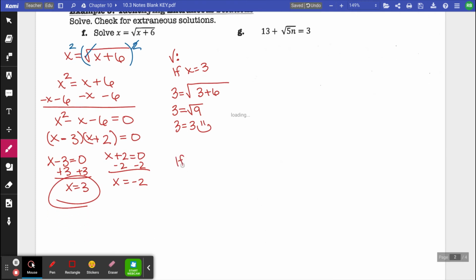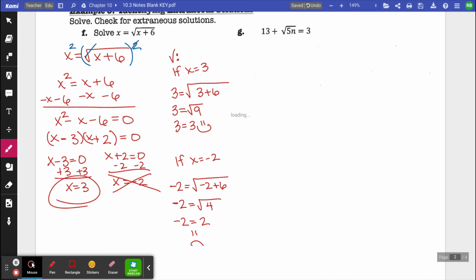Let's check if x is equal to negative 2. So we have negative 2 is equal to the square root of negative 2 plus 6. Negative 2 plus 6 is 4. So the square root of 4, does that equal negative 2? And the answer is no. The square root of 4 is positive 2. So this is known as an extraneous solution. When we put it in and solve for it, we get negative 2, but when you check it, it doesn't work. So we have to cancel that one out. It would be incorrect if you circled both of those answers and said that they work.